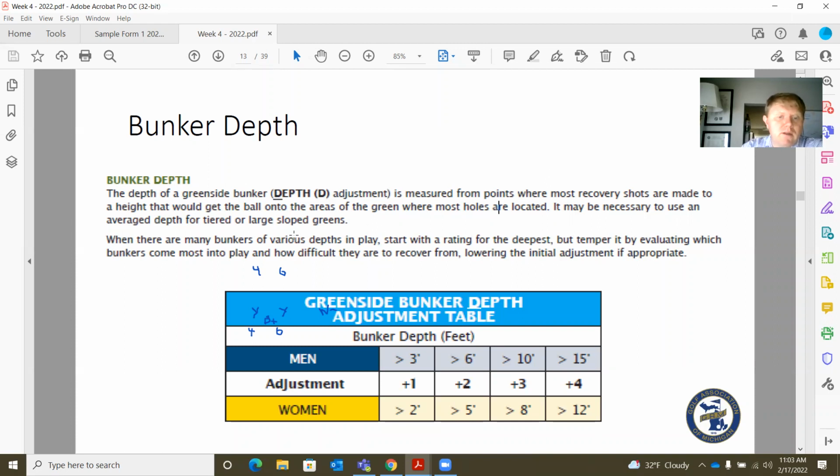And then our measuring teams, when they're looking at the depths, they start with a rating for the deepest, but they can temper it by evaluating which bunkers come most into play and how difficult they are to recover from. So you might have a really, really deep bunker that's in the back corner of the green, but you might have to carry 3 bunkers to get to that bunker. And so even though that might be the deepest one, we may scale back a little bit because that bunker is not going to come into play as much as the other ones.